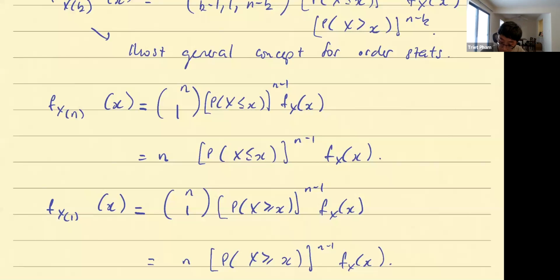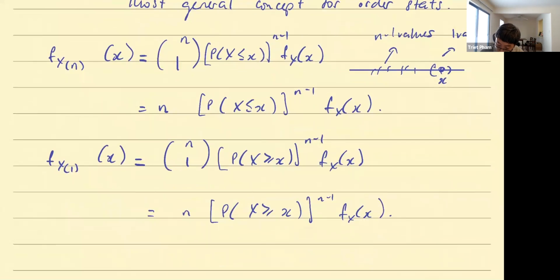Any question? So again, the picture is here. Here's x. You choose one value here, and then n minus one values here. Here the picture is x here, one value, n minus one values.